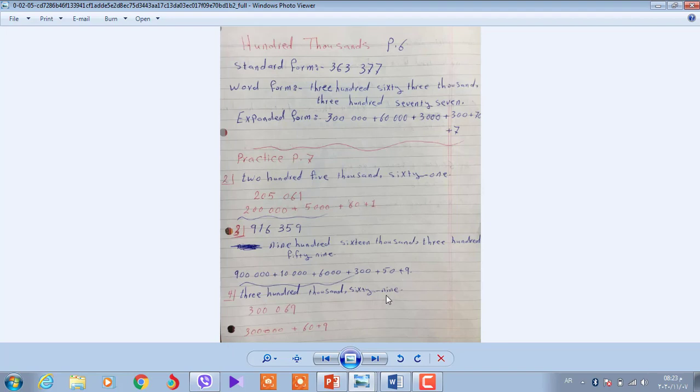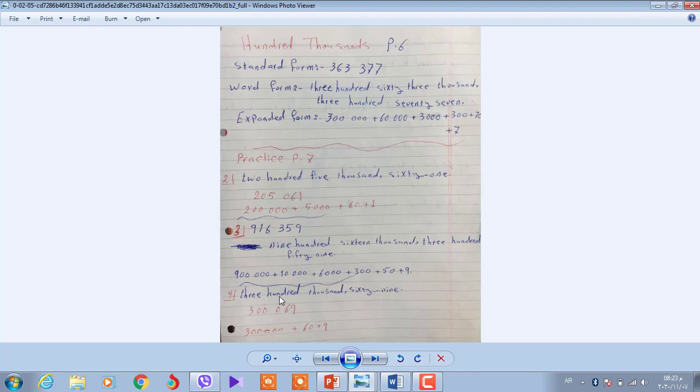In practice 3 it says 916,359. We have to write it in word form. Also we have standard form and expanded form. In expanded form we have 900,000, and 1 in 10,000s, so we have 10,000, and 6 in thousands, so 6,000, and 3 in hundreds, equal to 300, plus 50 and plus 9 in tens and ones.